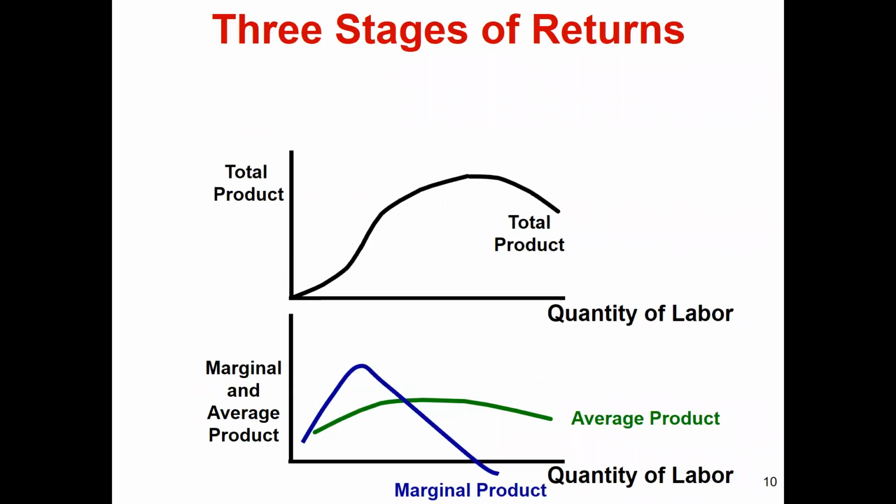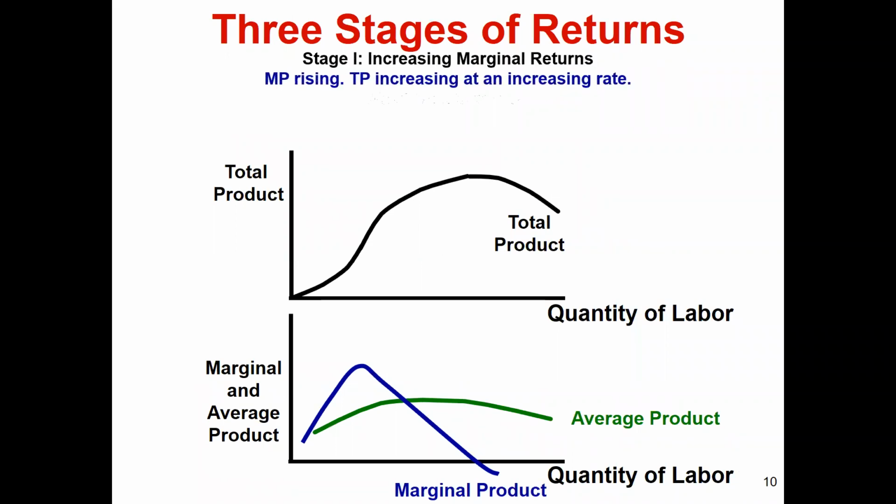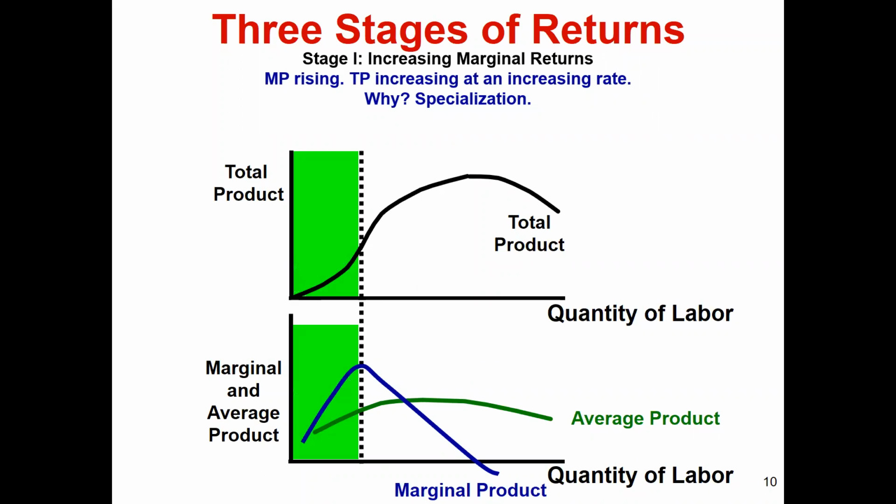All right. Then you've got the law of diminishing marginal returns, right? And just remember, this is only applicable in the short run. You have stage one, where you have increasing marginal returns, and MP is rising, and total product is rising. So we have marginal product on the bottom going up. We have total product going up, and again, it's due to specialization.